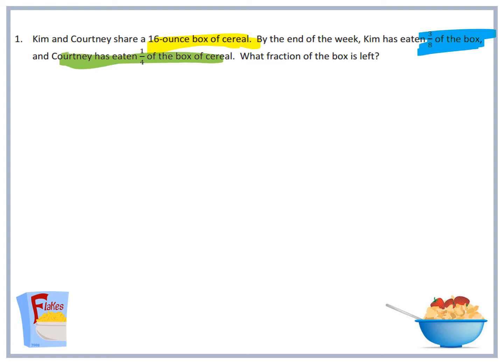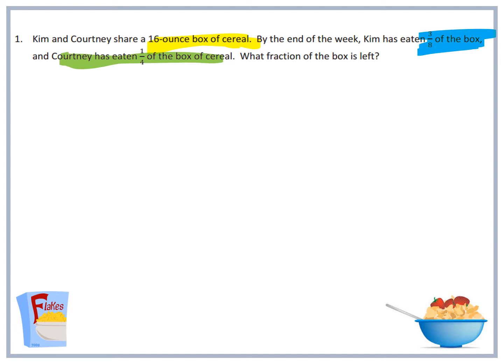If I wanted to model 3/8 and 1/4 on the same tape diagram, that would be pretty hard, right? Because my denominators, the total number of units in that box, would be different. Kim would have 8 units total, and Courtney would need 4 units total, so it doesn't really match up. That means that if I want to show these two fractions on the same tape diagram, I need to change these fractions into equivalent fractions, which means they have the same denominator.